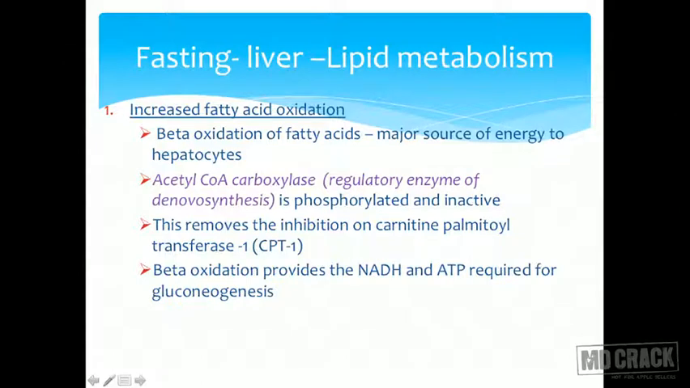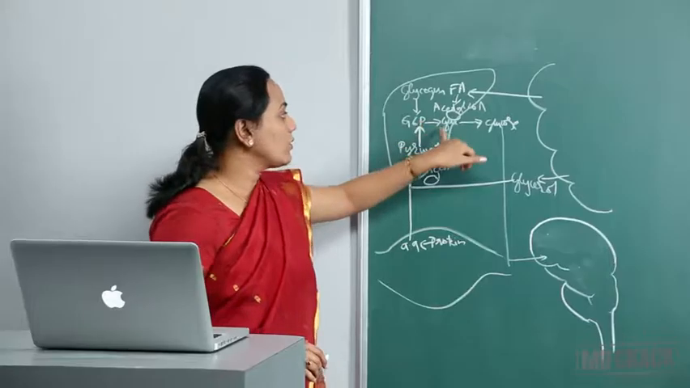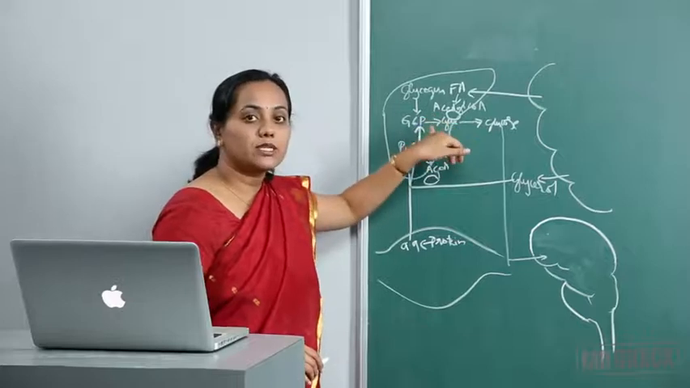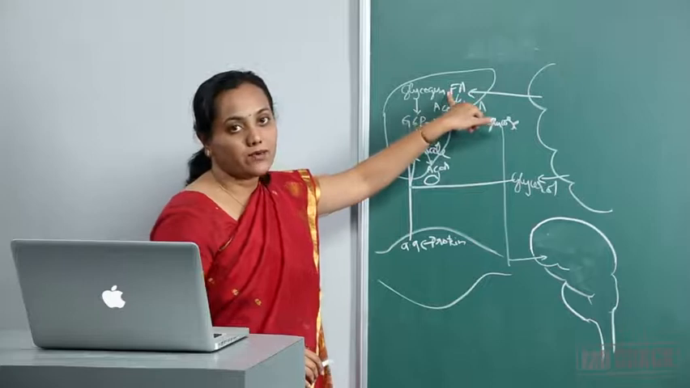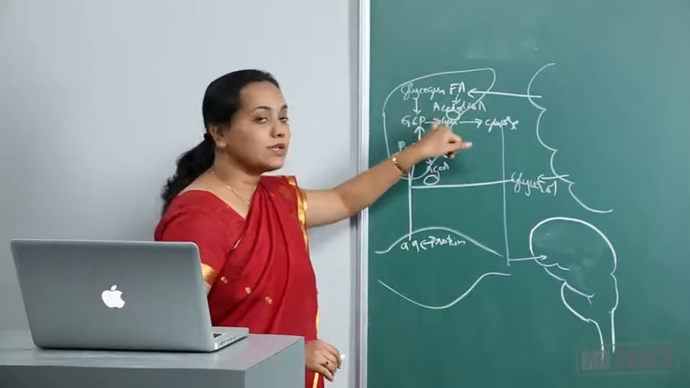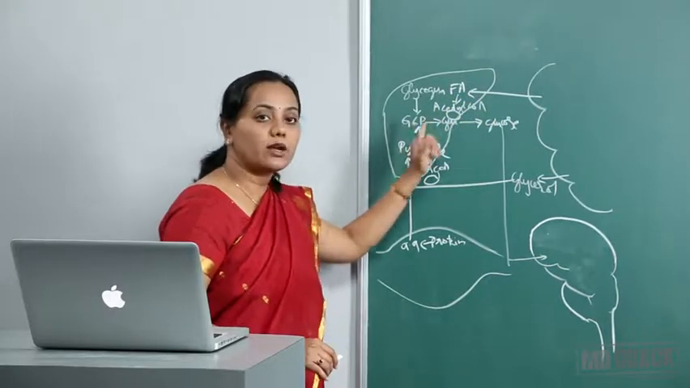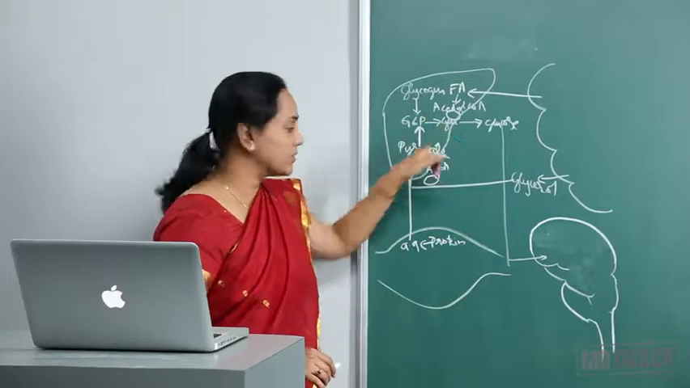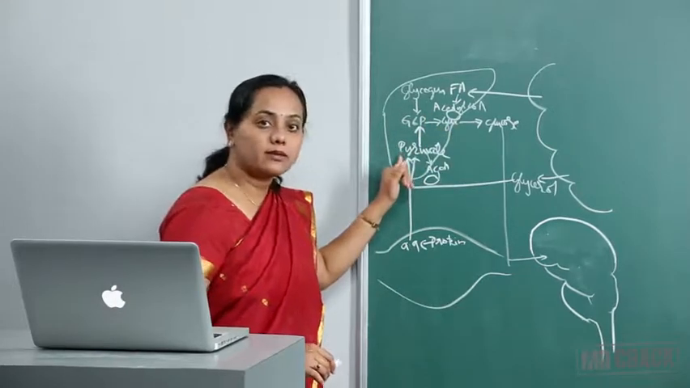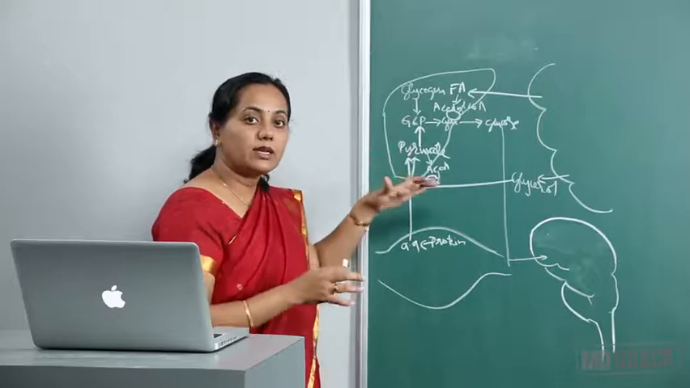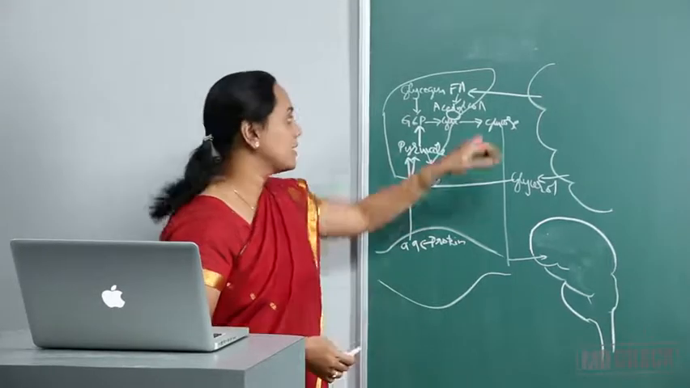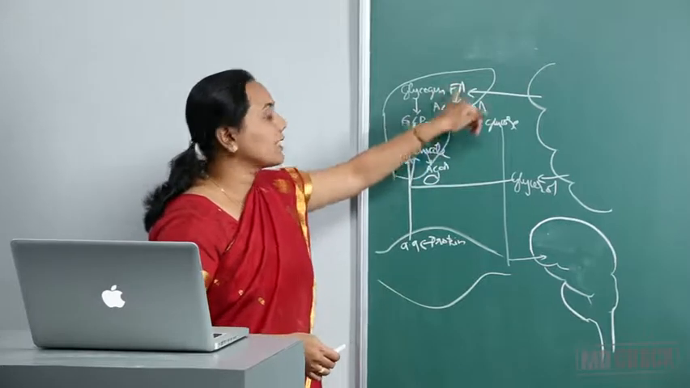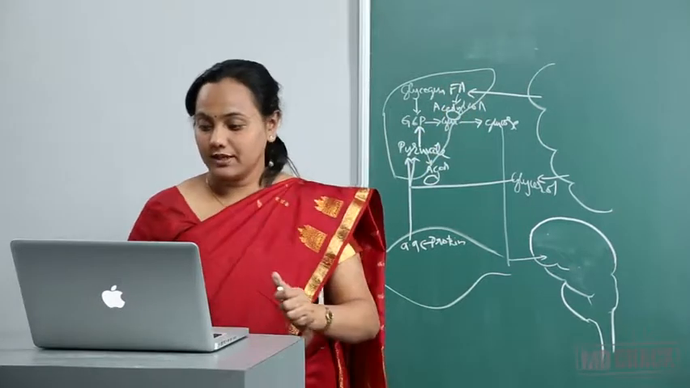And this provides the NADH and ATP that are required for gluconeogenesis. For gluconeogenesis we need energy. So from where does this energy come? It comes from fatty acid oxidation. This will give the energy that is required to convert glucose 6-phosphate to glucose. Remember, the substrates have come from amino acids, everything has come, but if the liver itself does not have energy, how can it produce glucose? So all this energy comes from beta oxidation.